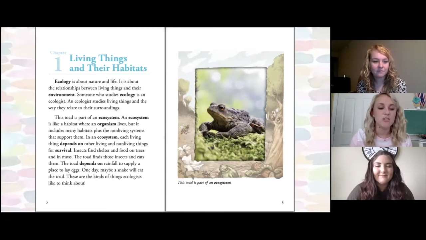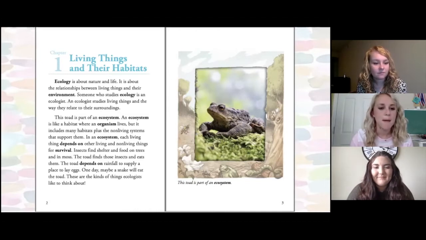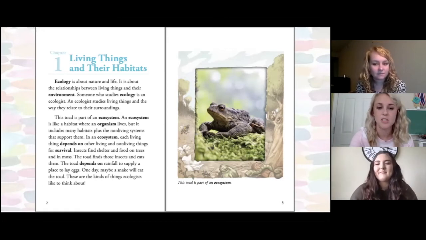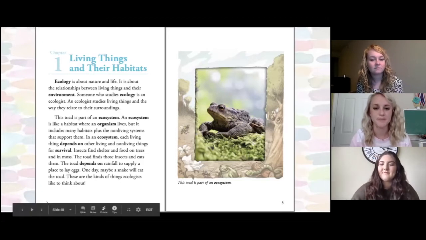Insects find shelter and food on trees and in moss. The toad finds those insects and eats them. The toad depends on rainfall to supply a place to lay eggs. One day, maybe a snake will eat the toad. These are the kinds of things ecologists like to think about. And let's read the caption on the next page. This toad is part of an ecosystem.